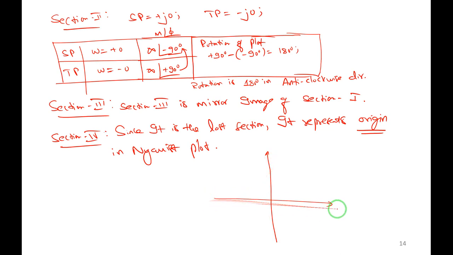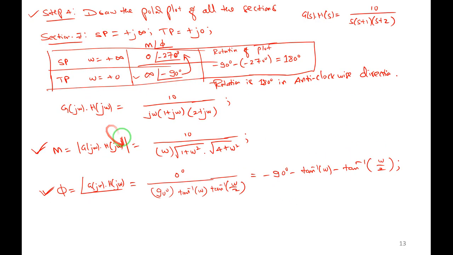This is rough, I am drawing. Sigma j omega. Okay, what is the first section? Section 1. So its magnitude is here. Observe here: omega equal to plus infinity to plus 0, right? So what is the minus 270 degree line?